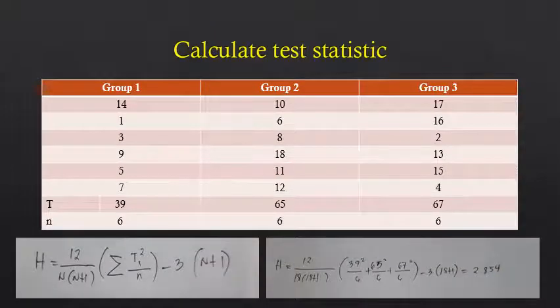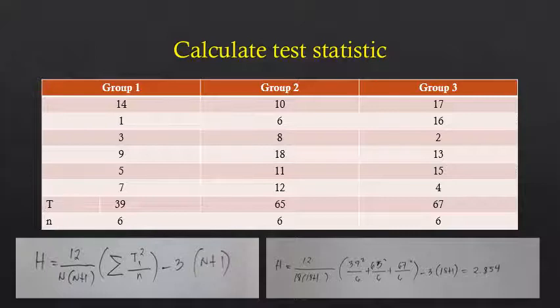So here, you could notice our H is equal to 12, then over 18 times 18 plus 1. Why 18? Because our N would be 18, since our rank is 1 to 18. Okay, so our N would be equal to 18. So that's why our N there would be replaced with 18. And the sum of T squared is the sum of the numbers from group 1, group 2, and group 3. So if you could see there, we have the table with the additional symbols of T and n.